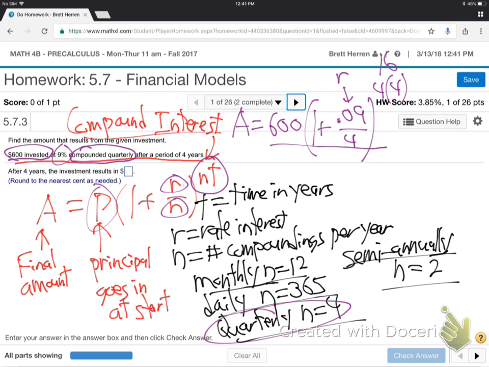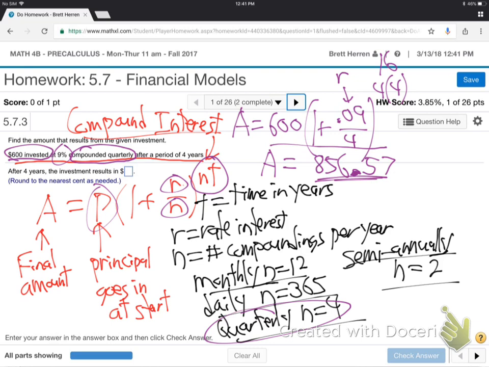Can you type this into your calculator and get an answer on that thing? I'm getting $856.57. So that's what the $600 will grow to become. In 4 years, at 9% interest compounded quarterly, it'll grow to become $856.57.